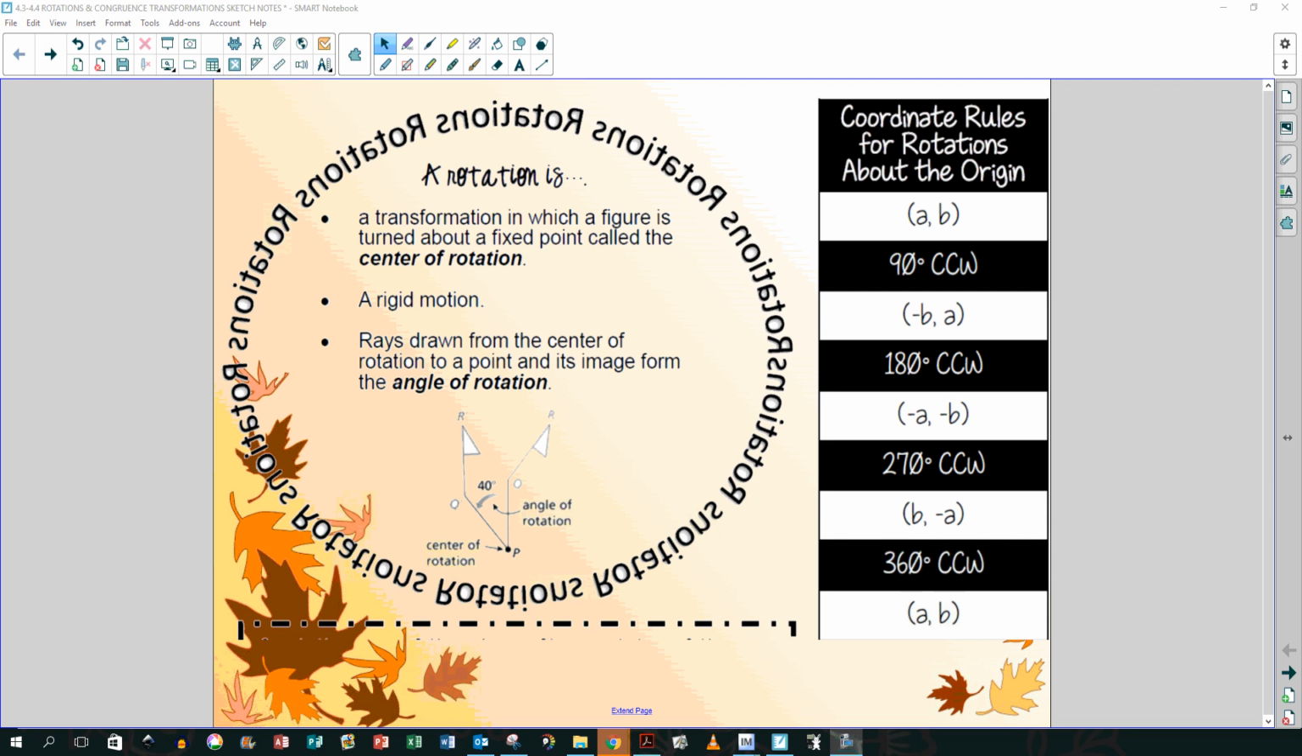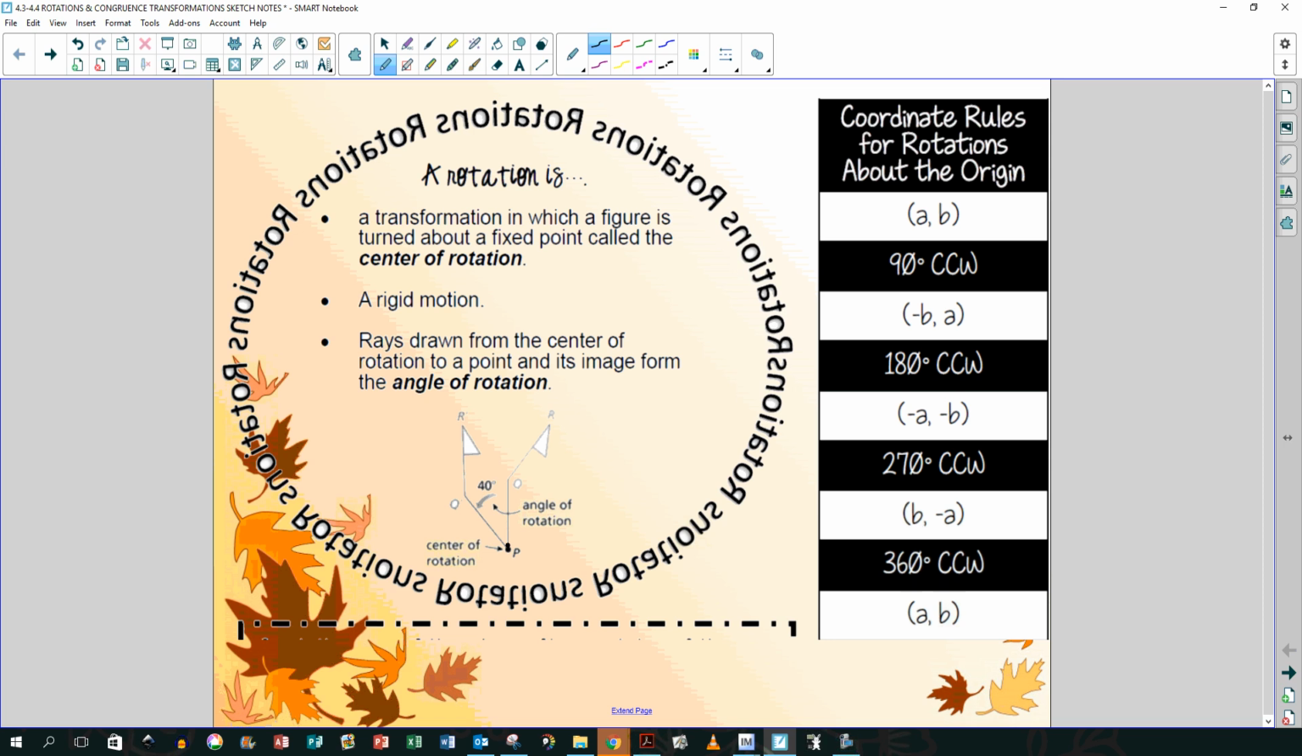Okay, so we are continuing our chapter 4, transformations, and today we're going to be looking at rotations and congruence transformations. So, to start off, there are certain rules for a rotation. So please note, a transformation in which a figure is turned about a fixed point is called the center of rotation. It is a rigid motion, and rays drawn from the center of the rotation to a point and its image form the angle of rotation.